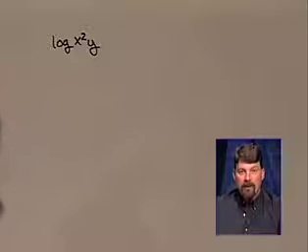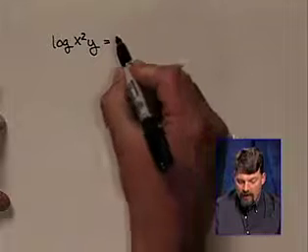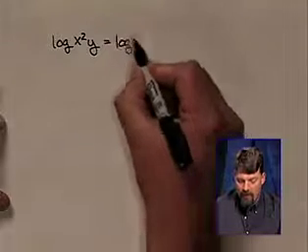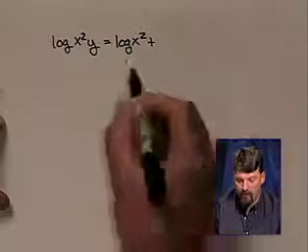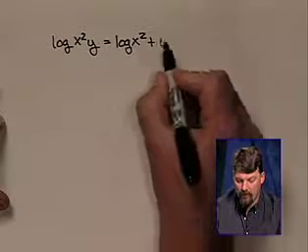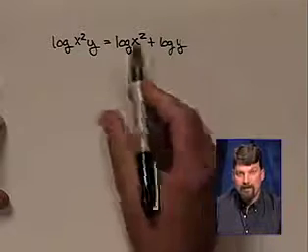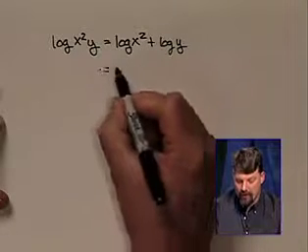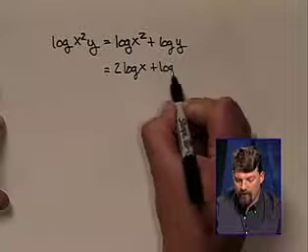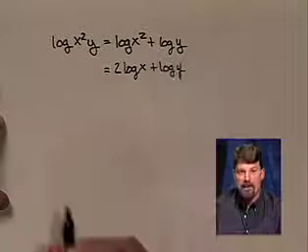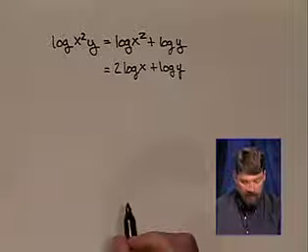Well, the first thing I'm going to do here is realize that I have the log of a product, and I can rewrite that as the sum of these two logarithms. So I can write that as log of x squared plus log y. And I can bring this exponent down in front, and we get 2 log x plus log y. So I've expanded that logarithm into the sum of these other two logarithms.